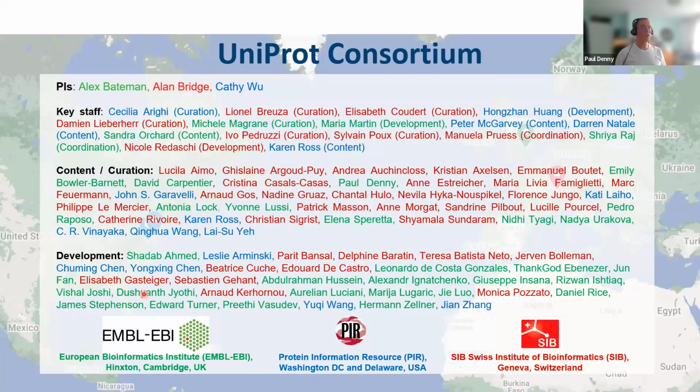And my last two slides. UniProt is a very big consortium. This just gives you an idea of the size of it. There are three different colors here. There's a group based in Geneva at the Swiss Institute of Bioinformatics. There's also a group in Washington, D.C. and Delaware, the PIR, and of course here at the EBI in Hinxton. And so those colors, the red, blue and green, match up with the people here.